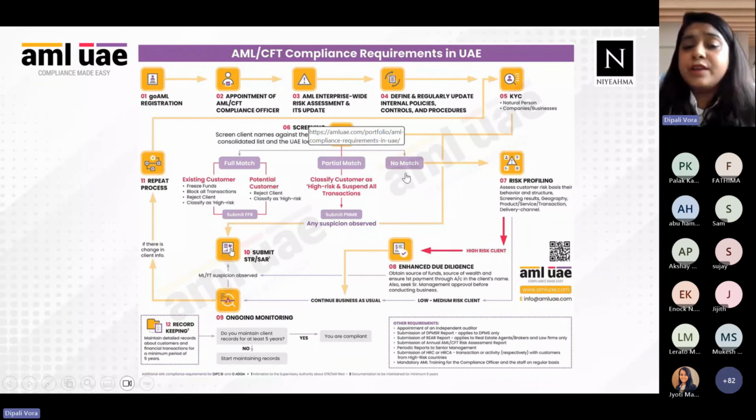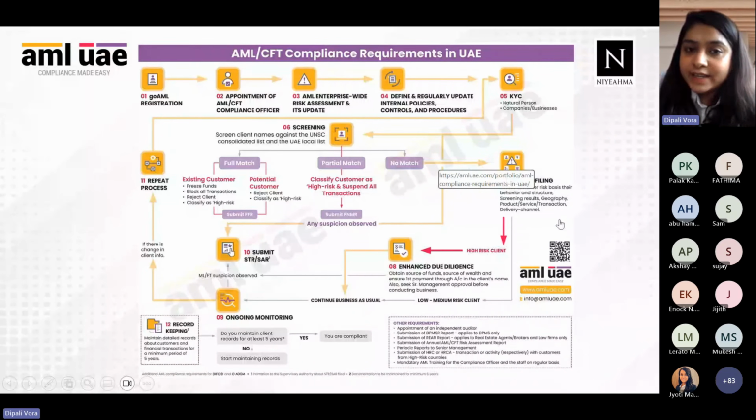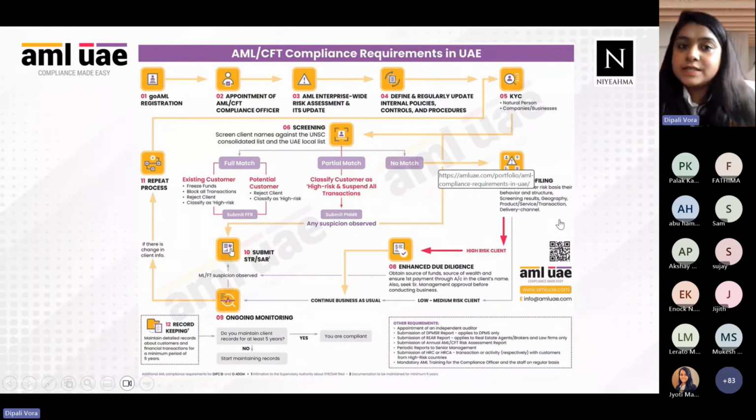And whenever you screen and find no match, that's the best outcome. You screened a person and did not get any match. That means you can go on to the next part, which is risk profiling. At this stage, you evaluate the risk of your customers and bifurcate them into low risk, medium risk, and high risk. This topic was already taken up in our previous webinar, which is also available on our YouTube channel.